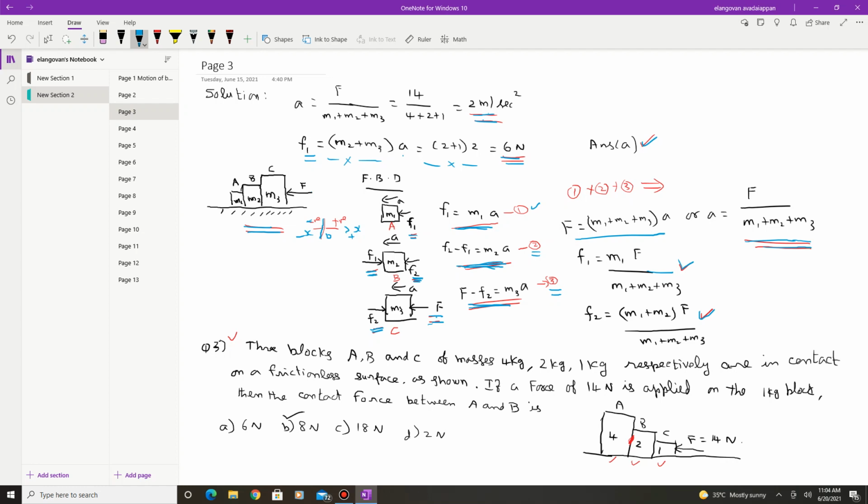Now let us consider an example, problem 3. Three blocks A, B and C of masses 4 kg, 2 kg, 1 kg. So this is 4, 2 and 1. The three blocks are in contact on a frictionless surface. A force of 14 newtons is acting from right to left, so along the negative x direction. We are asked to find the contact force between A and B.